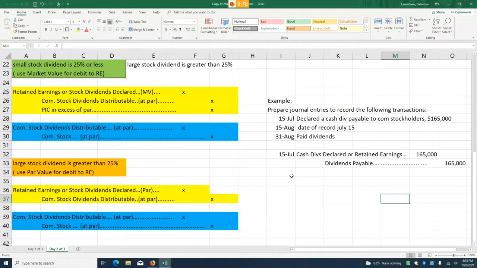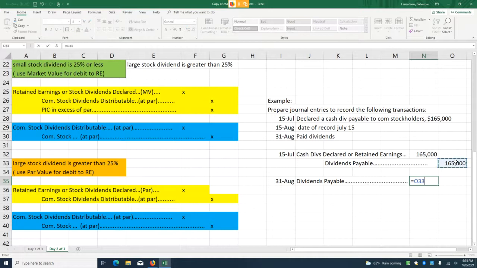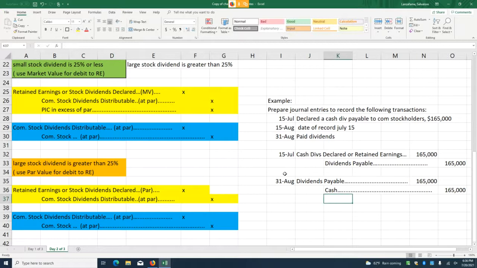No entry on August 15th. You don't even write it. You don't even go there. It's a non-accounting issue, just FYI. So you go right to August 31st. Debit dividends payable for the 165,000, because it's like closing it out, and credit cash. And those are the answers to that question.